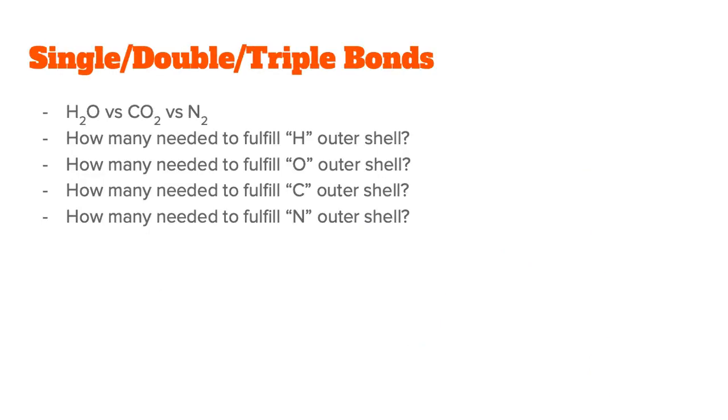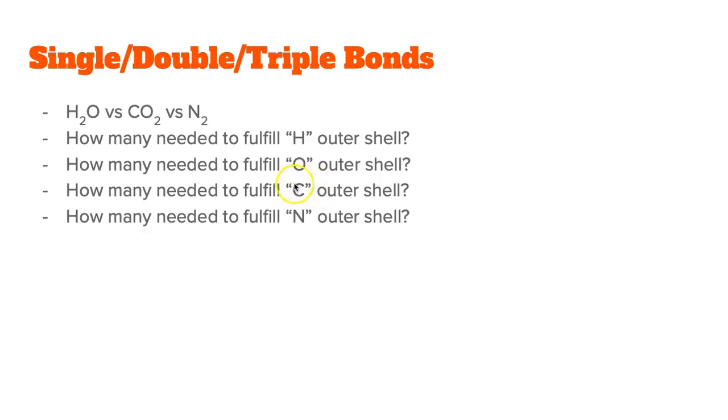And then atoms can share more than one pair of electrons. For H2O, we're only seeing one single bond with each hydrogen, right? So sharing one pair forms a single bond, sharing 2 pairs forms a double bond, and sharing 3 pairs forms a triple bond. The number of these bonds depends on how many electrons an atom needs to become stable. We already went over how hydrogen only needs 1 more to fill its outer shell, and oxygen needs 2 more to fill its outer shell.